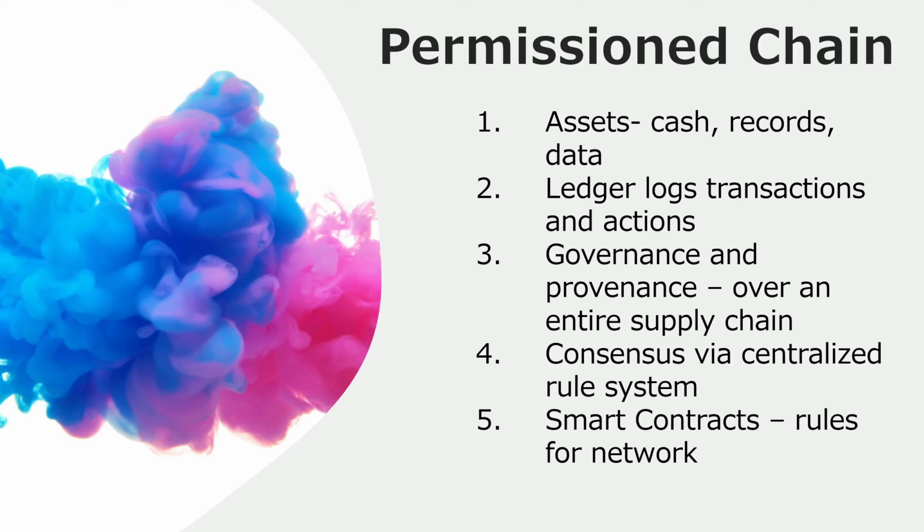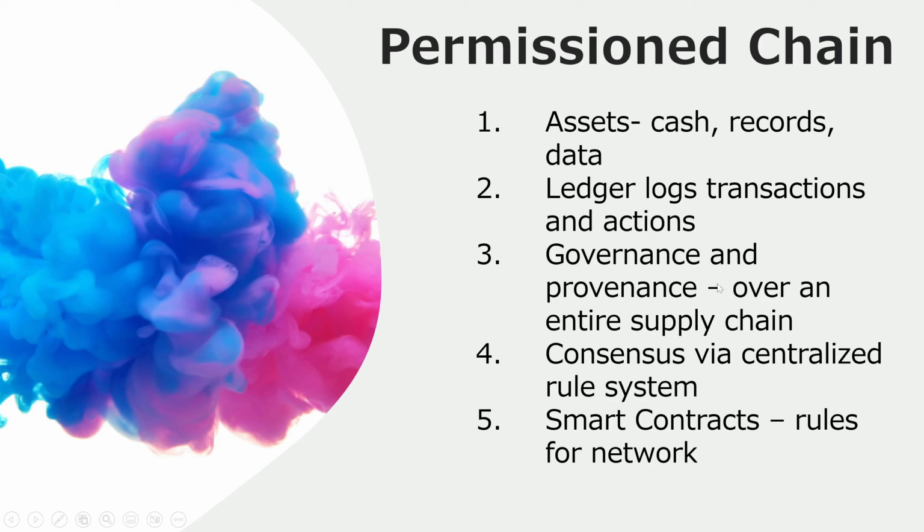Permissioned chains. One thing that permissioned chains store would be cash, because they're really just using the USD or a national currency. Records, anything from healthcare data to any kind of security data at all, and then just data in general are all stored on chain. The ledger logs transactions and actions.